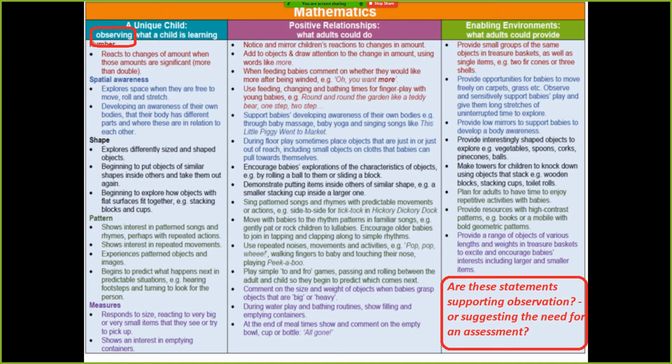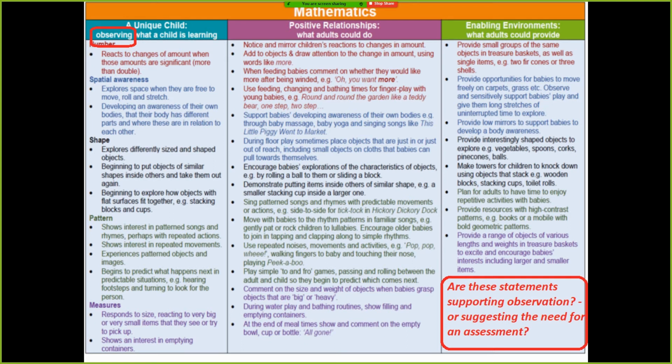The other thing, of course, that is quite a big difference in this draft is that it's brought back the tables of unique child, positive relationships and enabling environments from the old Development Matters. And in terms of our ability to support practitioners in their observation of what children are doing in order to build on that, this first column, the unique child, is the crucial one, isn't it?